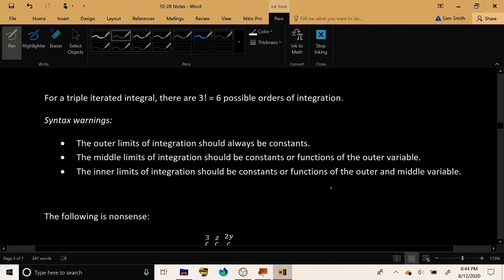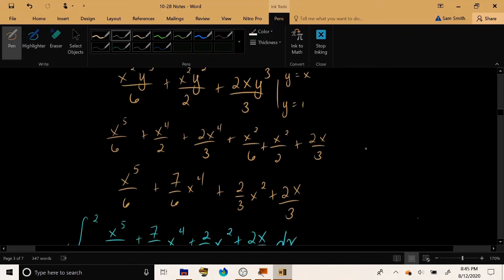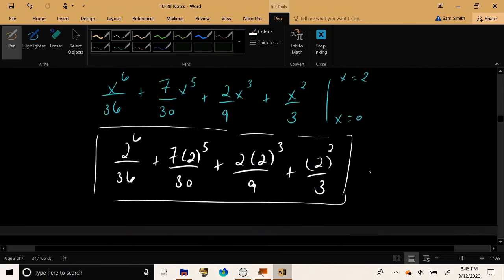Now, double integrals had 2 possible orders of integration, but triple integrals have 6, or 3 factorial, possible orders of integration. And when you're setting up these triple integrals yourself, there are some syntax warnings here as well that you should keep in mind, because if the triple integral that you create violates any of these conditions, then guaranteed something has gone wrong somewhere, and better that you catch it early than catch it after you have done a page worth of calculations such as this.